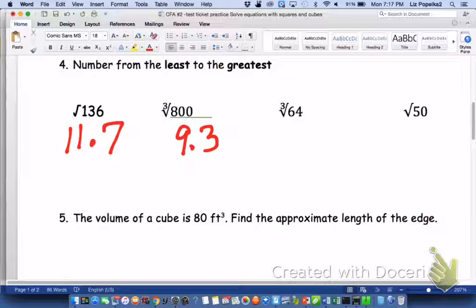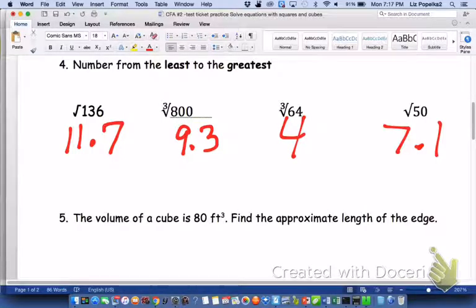If I put 64 raised to the 1/3 power, my calculator simply gives me 4. And if I put the square root of 50 into my calculator, again using the button we've already shown you how to do, you're going to get approximately 7.1.